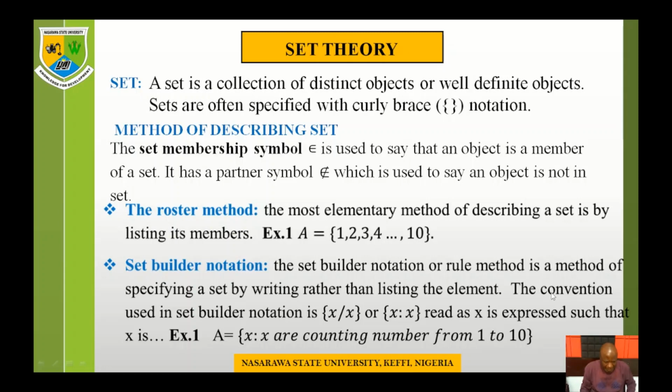And example 1, A equals X such that X are counting numbers from 1 to 10. Just like this example here. Example 1, A equals 1, 2, 3, 4 up to 10.